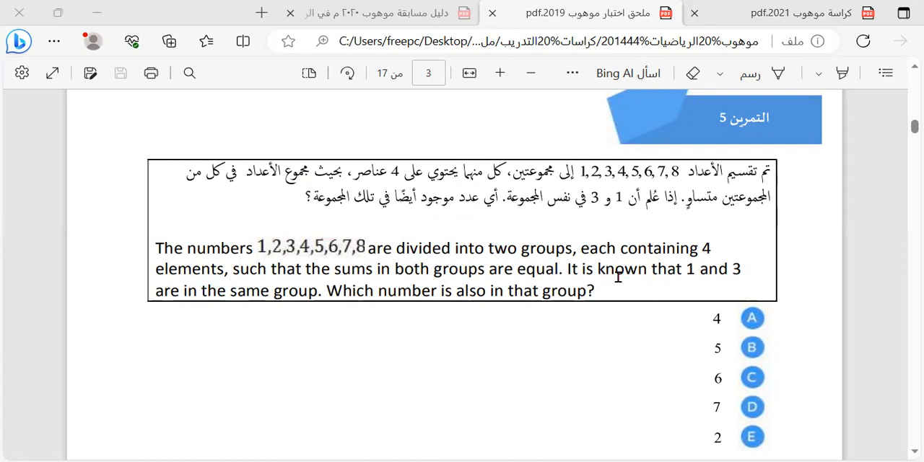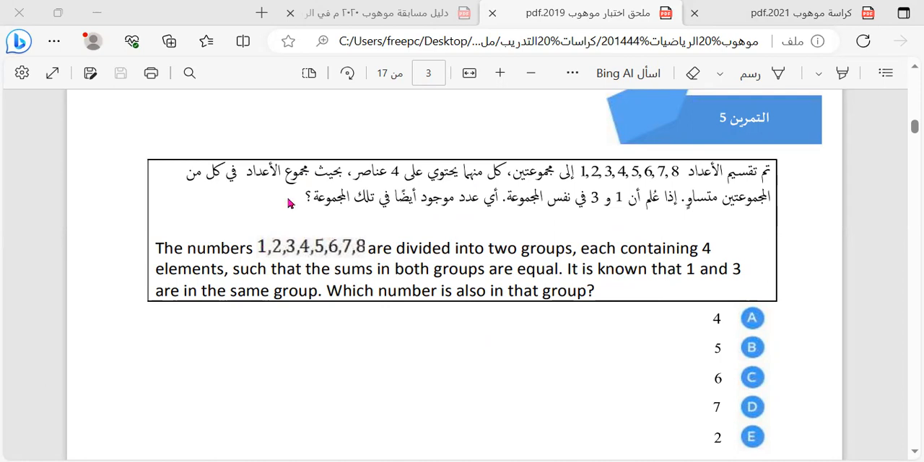The numbers 1, 2, 3, 4, 5, 6, 7, 8 are divided into 2 groups, each containing 4 elements, such that the sums in both groups are equal. It is known that 1 and 3 are in the same group. Which number is also in that group? Are you studying in an international school or a government school? International. Good.